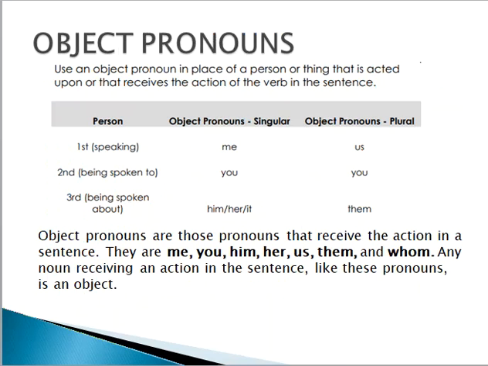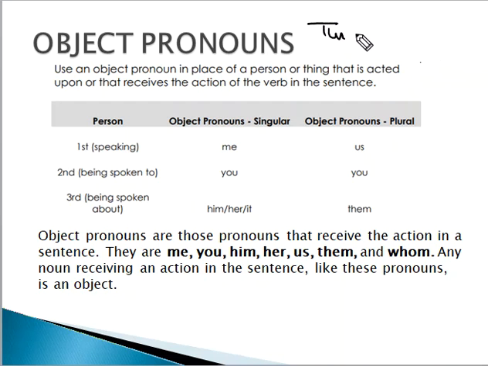Up next, we got object pronouns, and these pronouns could replace a person or a thing that is acted upon or that receives the action of the verb in the sentence. So do you still remember subject, verb, object? Let me remind you of that.